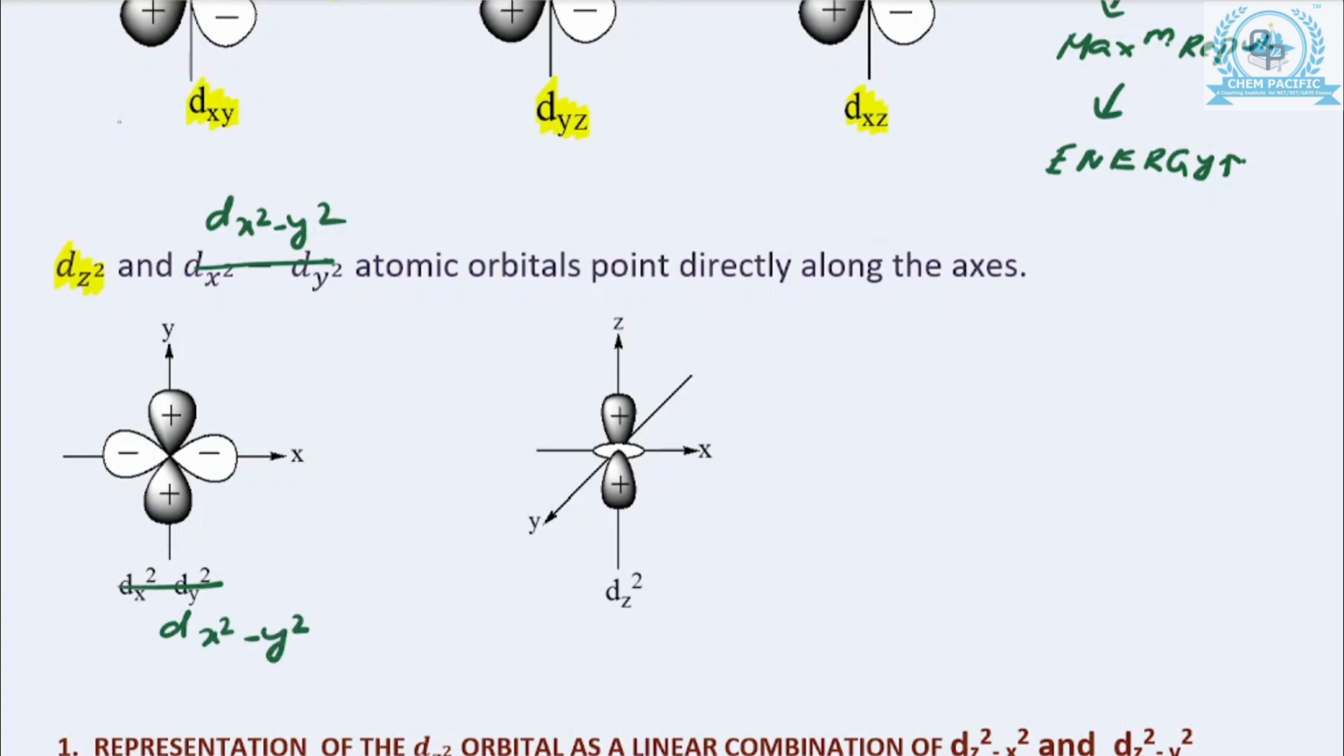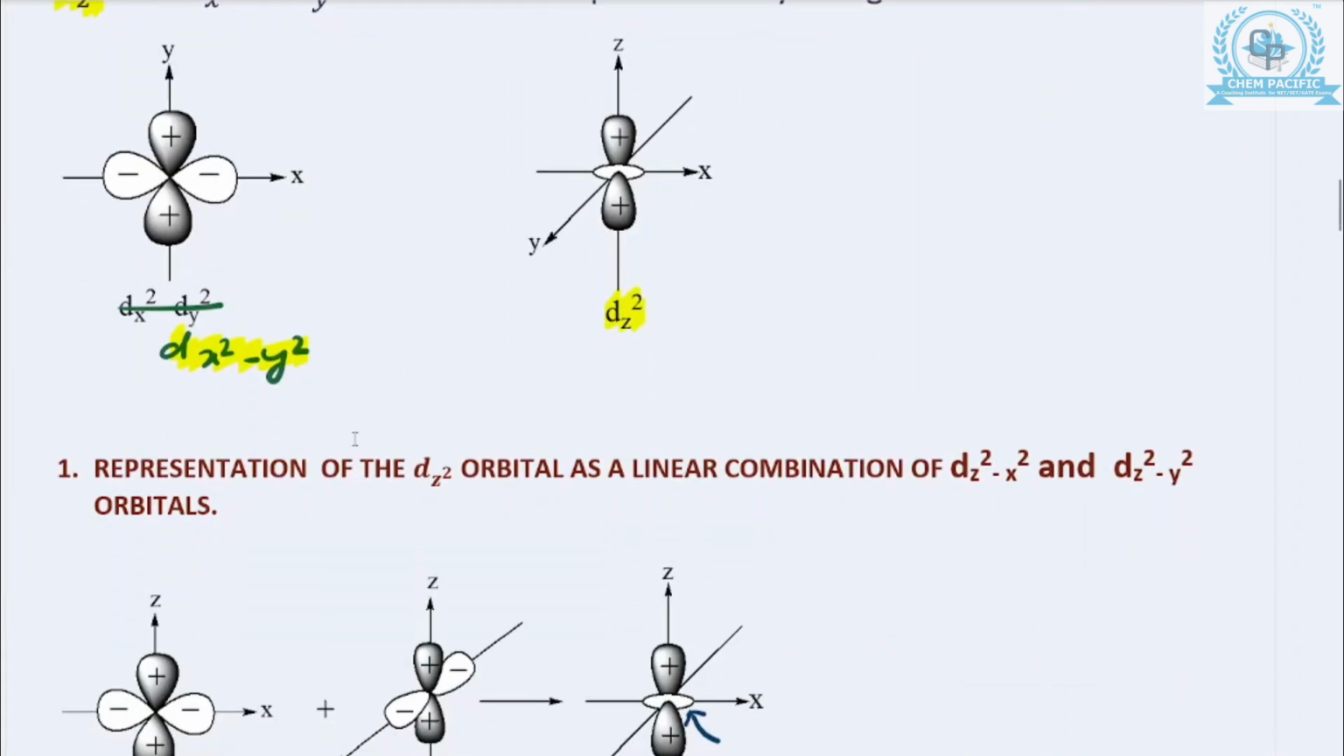Now let us discuss these two orbitals, the dz square orbital and the dx square minus y square. These are the two orbitals which actually lie along the axis. The dx square minus y square orbital lies along the x-axis and the y-axis, and the dz square orbital mostly lies along the z-axis. Now this dz square orbital has very interesting things to be known.